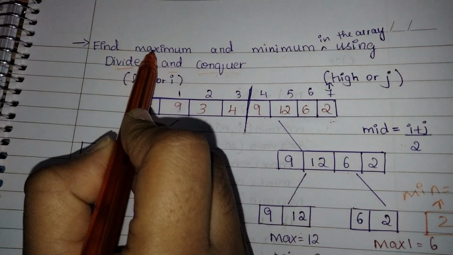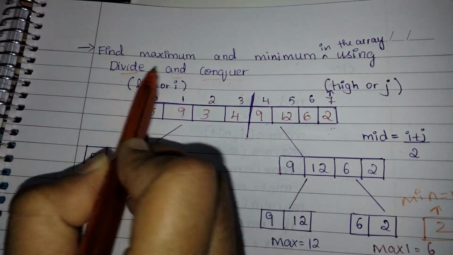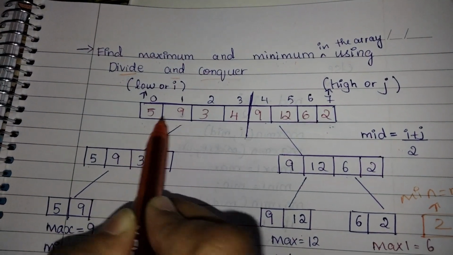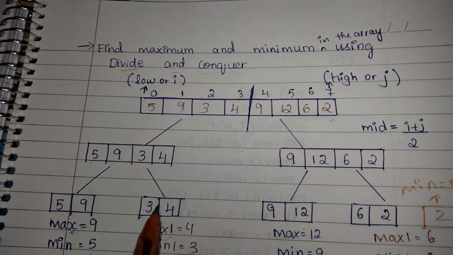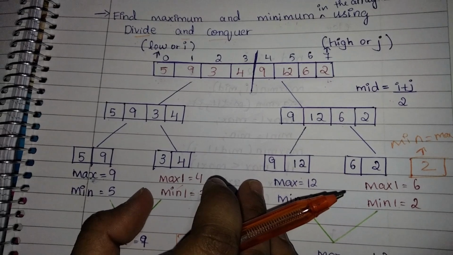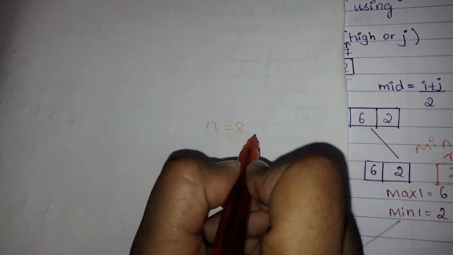So in this video we will find out the maximum and the minimum value in an array using divide and conquer. By using this method we will divide the problem or a list into sub problems and then combine the solutions of the sub problems to get the answer. So suppose we have an array of size 8, where n is equal to 8.